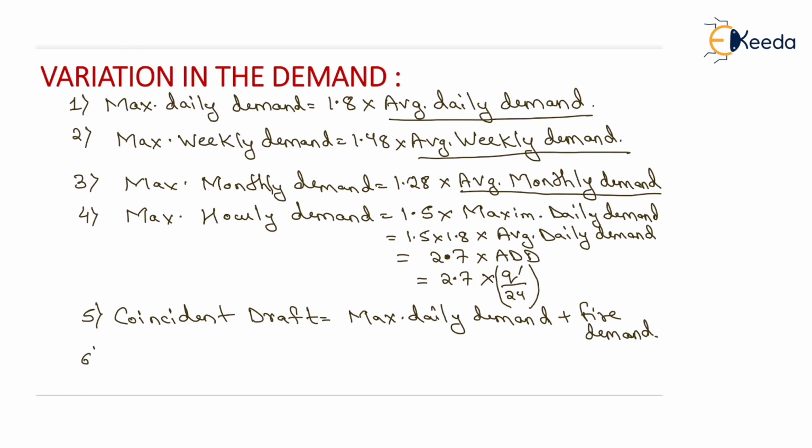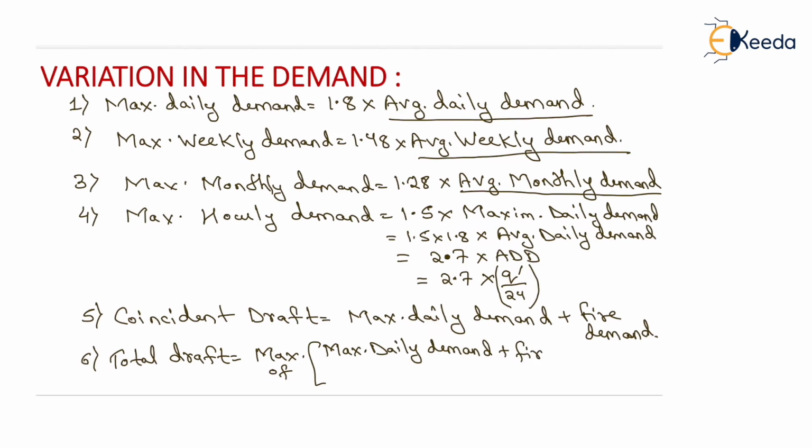Now the next will be the total draft. Now the total draft will be the maximum of, okay, the maximum of what? The maximum daily demand plus fire demand, and the maximum hourly demand. From both these values, the maximum value will be the total draft, that is maximum daily demand plus fire demand or maximum hourly demand.